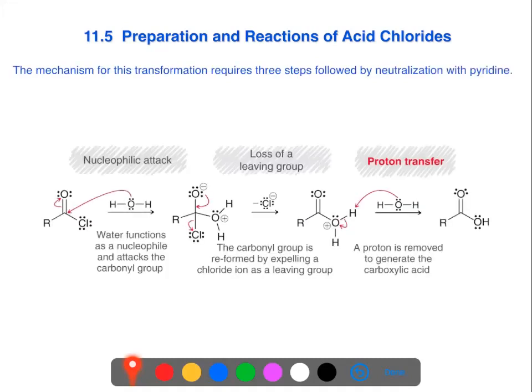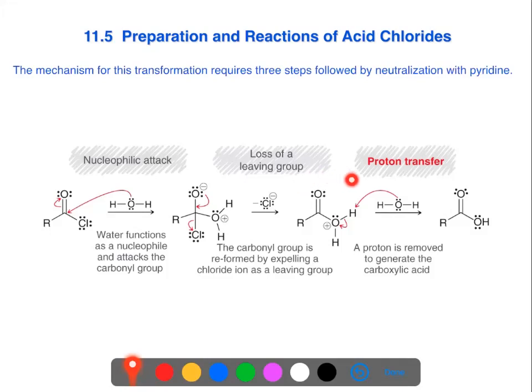Now the mechanism for this transformation is basically our nucleophilic acyl substitution reaction, but the last step that we must include is a proton transfer step. So if we start with our water molecule, reacting in a nucleophilic manner, attacking the carbonyl carbon, breaking the pi bond to form our tetrahedral intermediate. Then we see reformation of the carbonyl and loss of the leaving group. And again, the leaving group will be the chlorine atom as a chloride, as shown here.